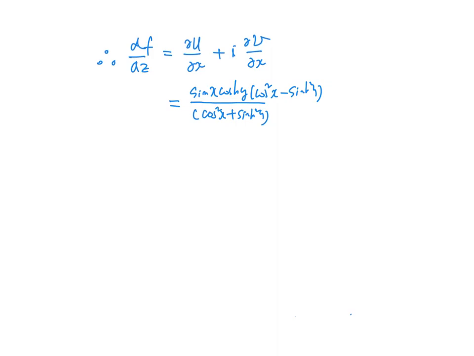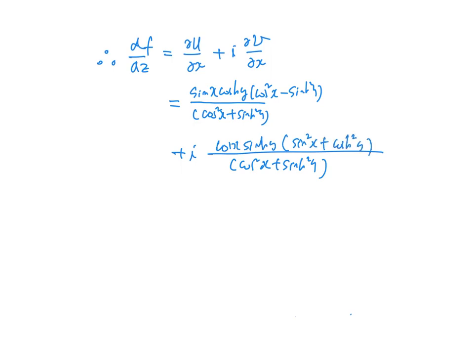And plus y, and you go back to previous page. Cosine x, sine hyperbolic y, sine square x, y. And actually it will be 1 plus tangent square z. And I'd like you to do this as homework.